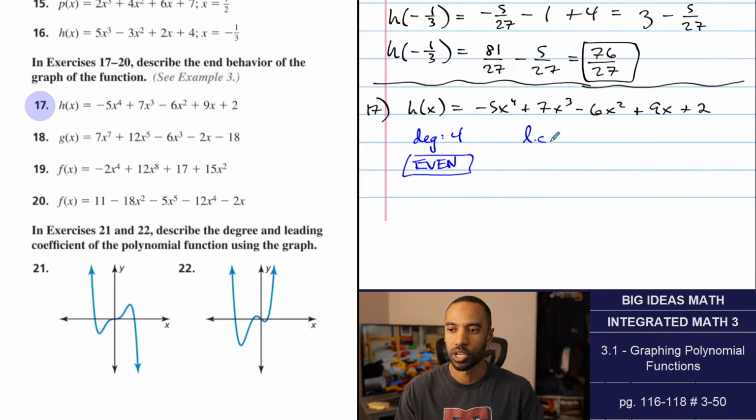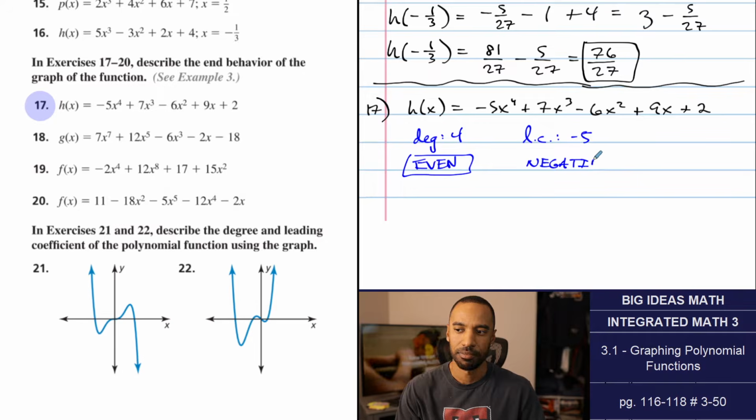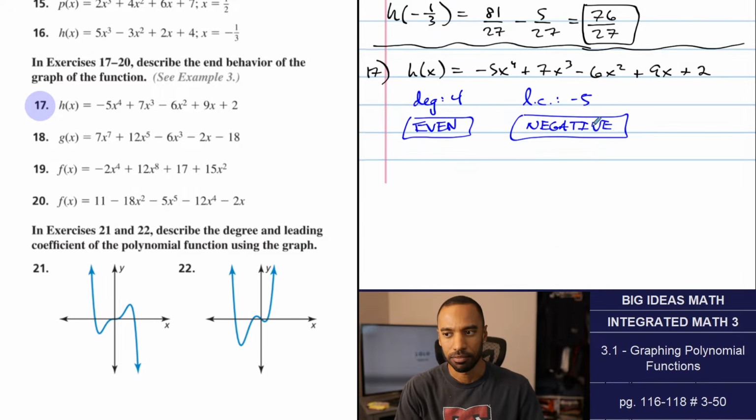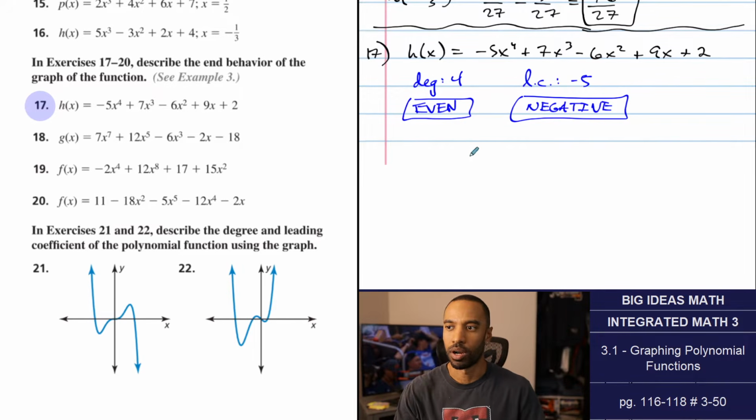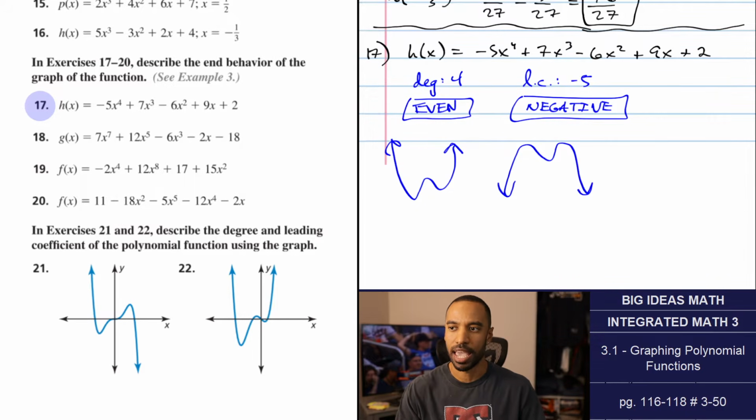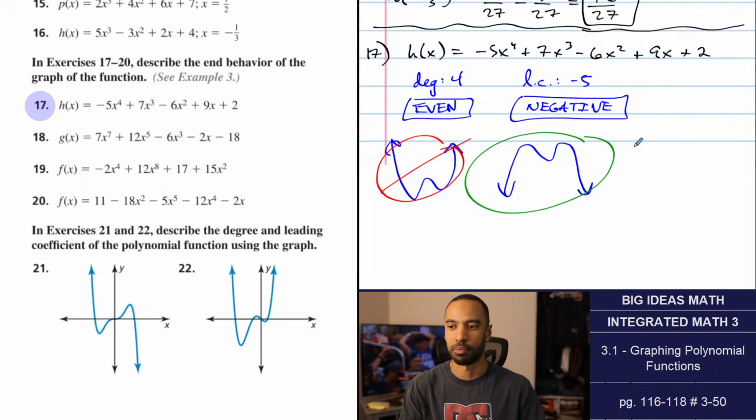The leading coefficient is negative 5. The thing that matters to us there is that it's negative. We have a negative even degree polynomial. Because it's even, it has one of two things that it can do. It can either start up, finish up, or it can start down and finish down. Because it's negative, it's going to start down, finish down.